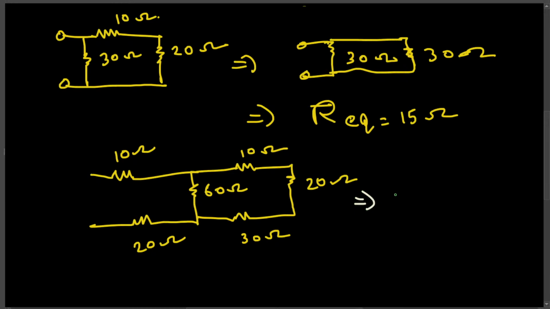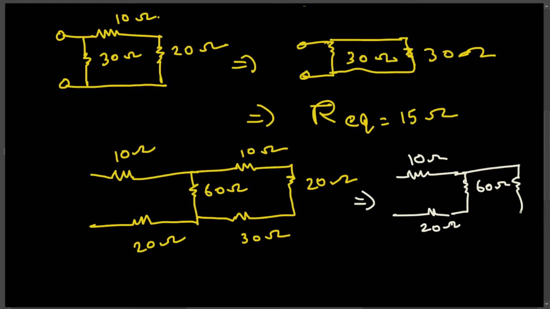So the equivalent circuit of this one is going to look like this. We are going to have 10 ohm, and then we have 60 ohm here, and then the 20. Whatever we add in series, 10 plus 20 plus 30, that is 60. That's going to be parallel to this 60 right here. Whenever we have two equal resistors in parallel with the same value, the equivalent resistor is going to be half of that. So here we have 60 and 60. The equivalent resistor is going to be 30 ohm.